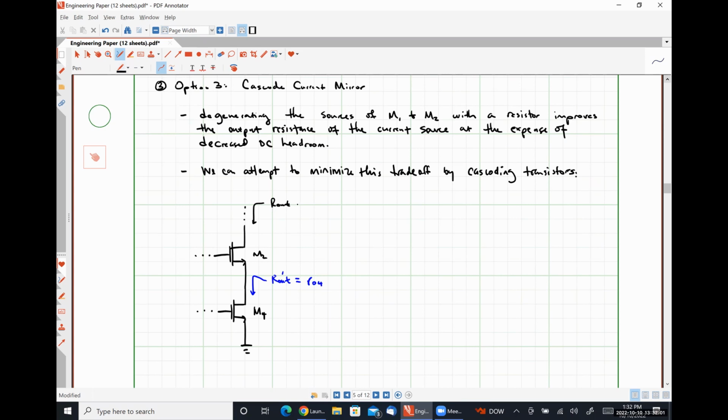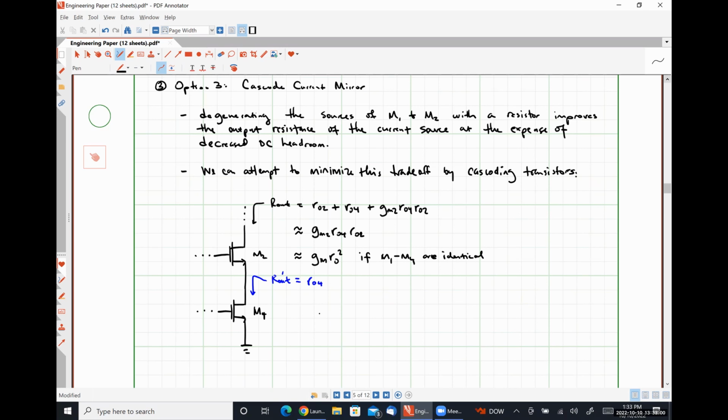So from that, we can see that R out will be R0.2 plus R0.4 plus GM2 R0.4 R0.2, or approximately GM2 R0.4 R0.2, which could be written as GM R0 squared if M1 through M4 are identical transistors. Okay.